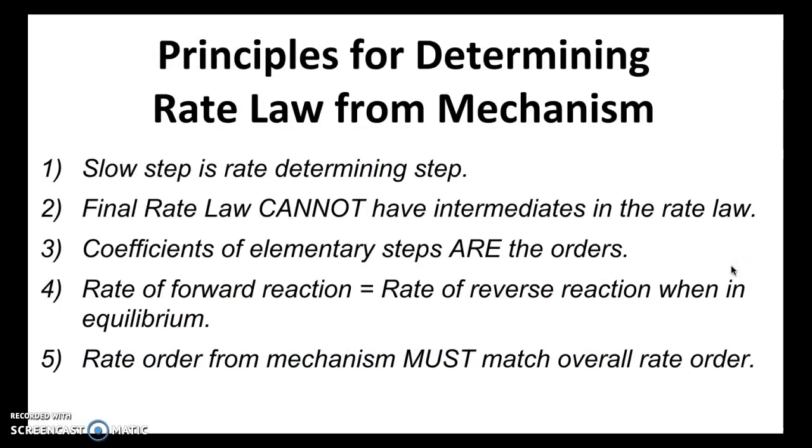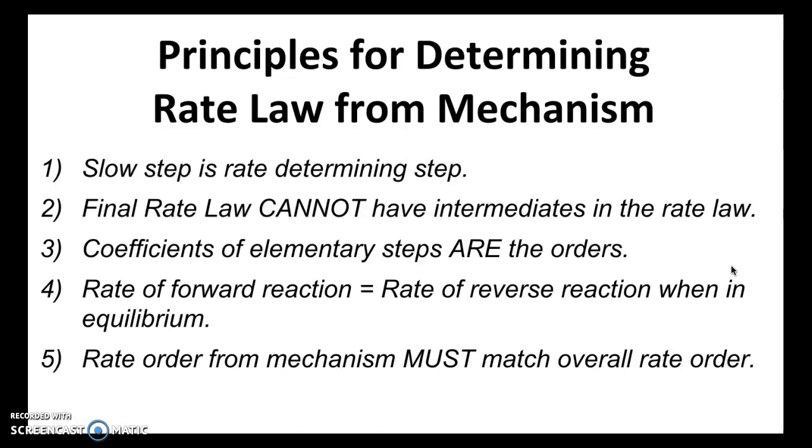The second principle is that the final rate law cannot have intermediates in the rate law. So remember, intermediates are things that are produced and consumed during the mechanism, but are not a reactant or a product in the overall reaction. So we don't see them in the overall reaction, and we can't see them in the rate law.